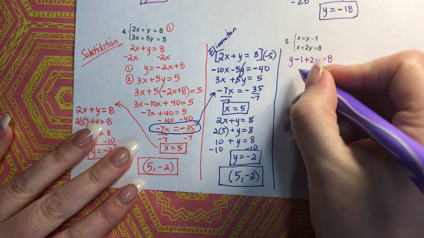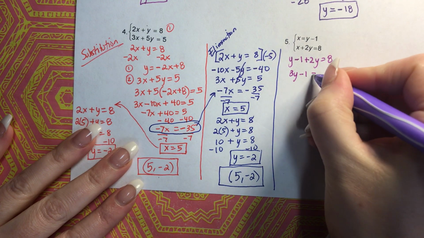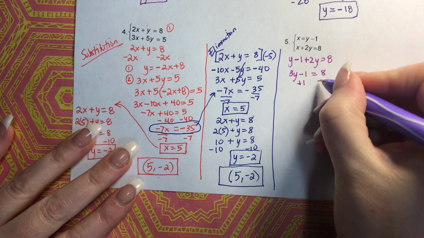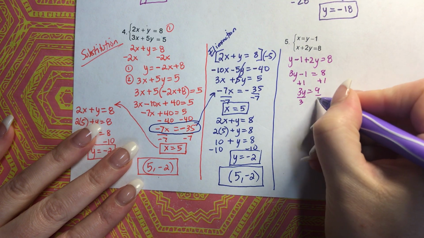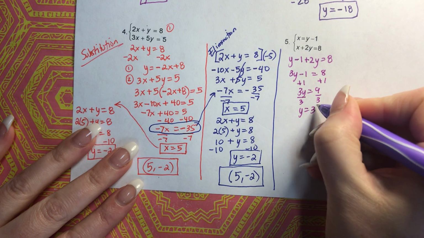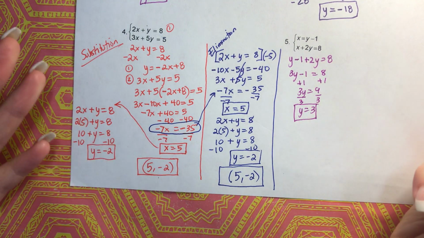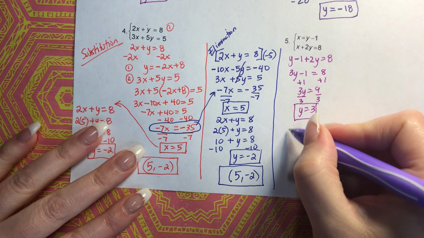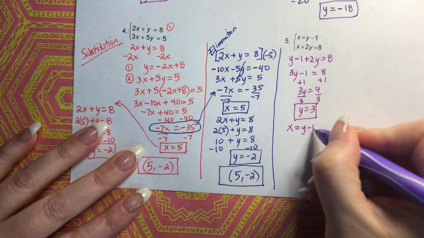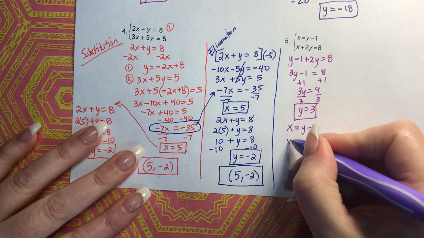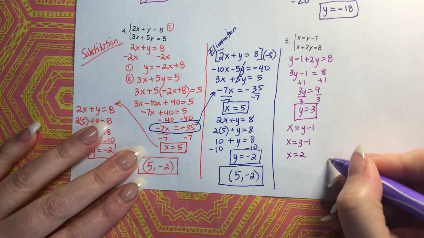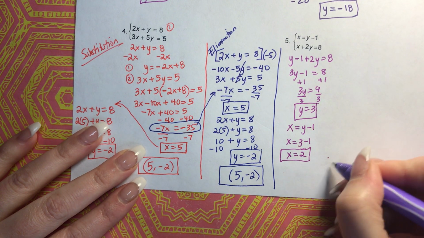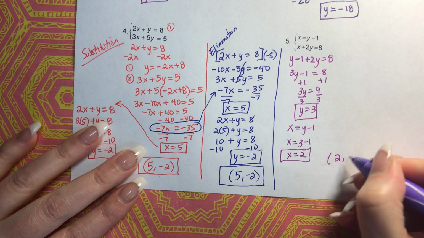Combine like terms. 3y minus 1 equals 8. And then we're just doing algebra, right? y equals 3. Then we just need to figure out what x is, so I'm going to substitute it into that first equation. 3 in for y, and we get x is equal to 2, and so our answer is 2, 3.